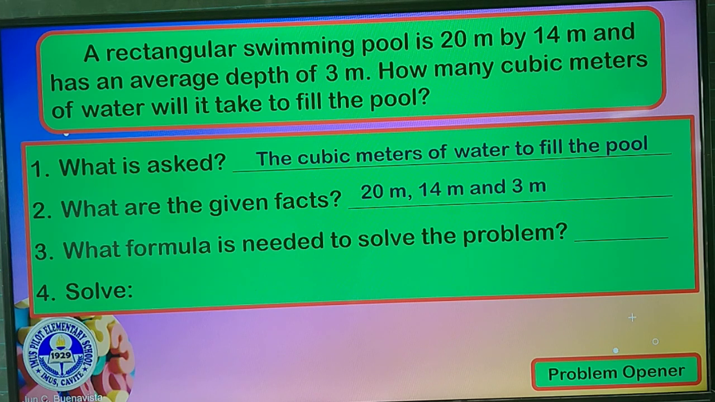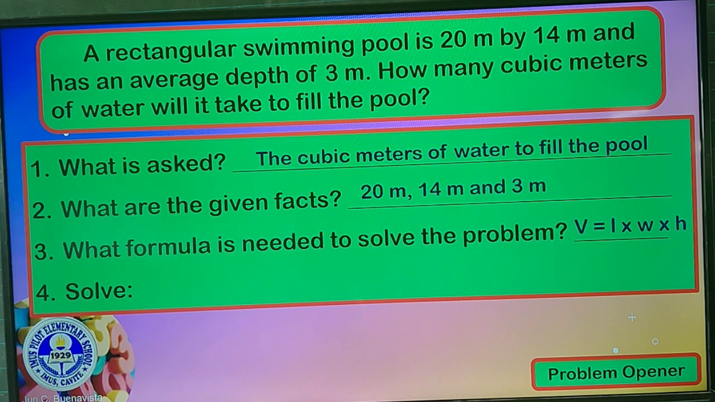Rectangle, very good. What solid figure represents a rectangular swimming pool? Alright, very good. That is a rectangular prism. So therefore, we are going to use the formula on how to get the volume of a rectangular prism, and that is V equals length times width times height. So we are going to use that formula in order to solve.